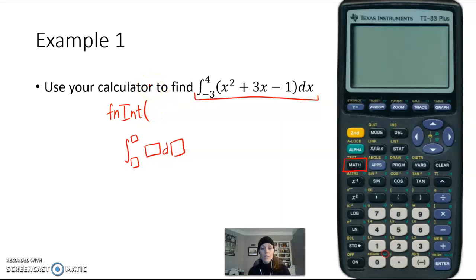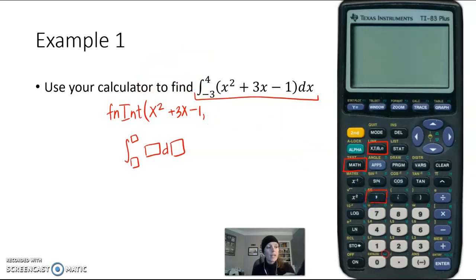So once you've got that function up, the very next thing that you want to enter is the function inside of your integral. And so for our problem here, we're going to do x squared plus 3x minus 1. So on your calculator, notice that your variable button is here with that X,T,θ,n. So I'm going to use that button to begin entering my function. I've got x squared plus 3x minus 1. Okay, at this point, you then need to put a comma. So the comma button you're going to see right here is next to the squared button.